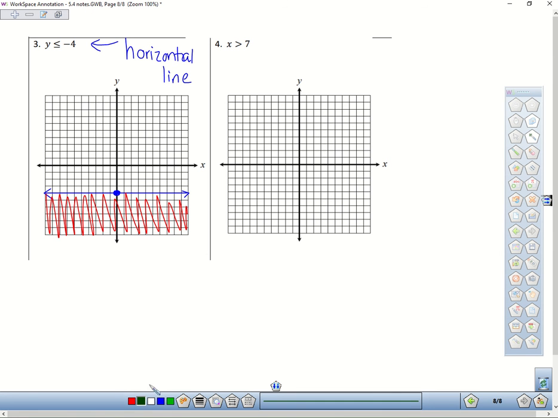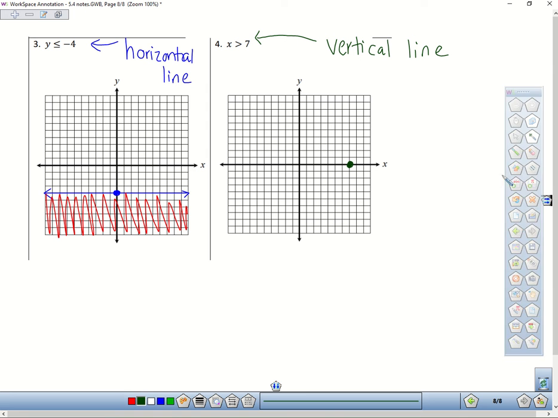Any guesses? If this y is less than or greater than or whatever it is to a number, then what do you think x is going to be? If it's horizontal for the y, it's going to be vertical. Good. So vertical lines are up and down. So you go to 7 on the x-axis: 1, 2, 3, 4, 5, 6, 7.